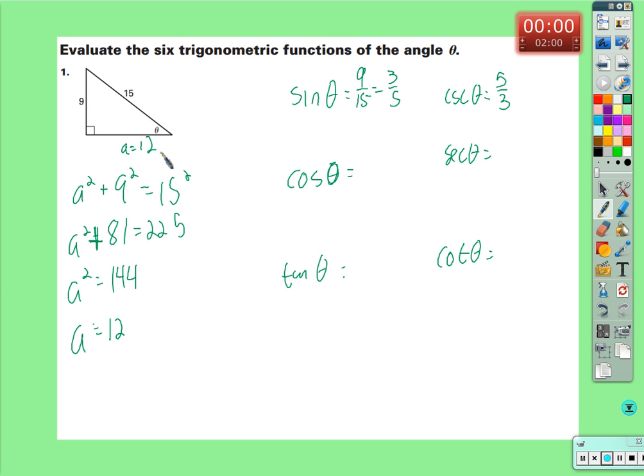Okay, so how about the cosecant? What would the cosecant be? Okay, so we want the hypotenuse over the opposite, 12 over 9, 4 over 3.